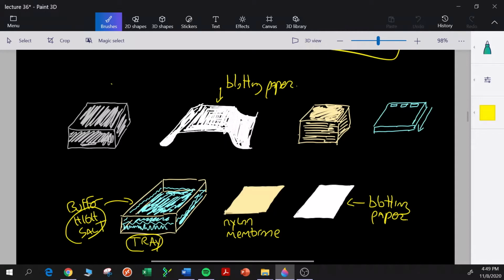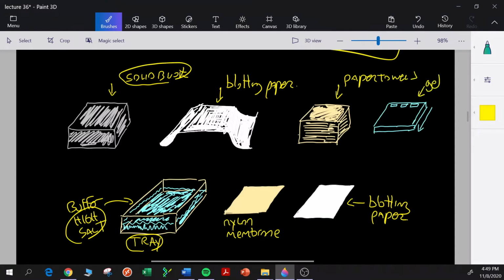And here we have a sort of solid block. It can be plastic or any material, really. Here we have some paper towels. And here we have our gel, which I have diagrammed as lying flat. So the gel is where the RNA has already been separated by electrophoresis from long to short molecules.